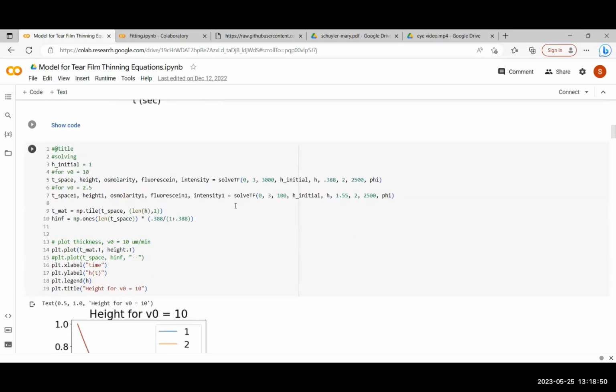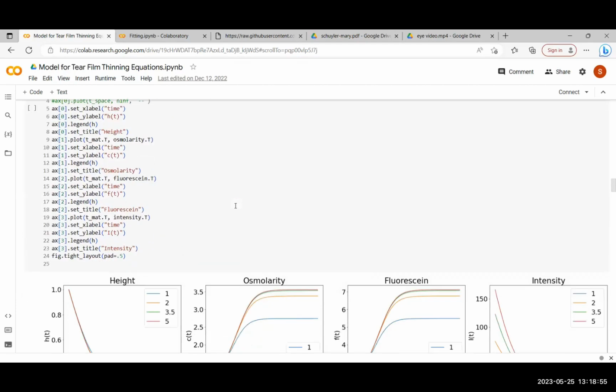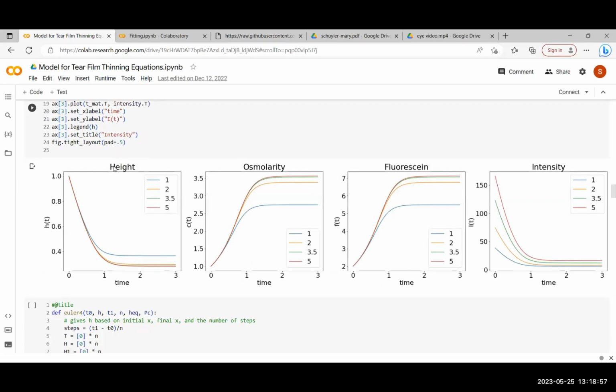And then let's see, next, I don't think that's super important. All right, and then I made these graphs using equations that came from the paper that I read. Basically there are different equations for the height, or thickness, of the tear film, the osmolarity, which is basically the solute concentration in the tear film, the fluorescein concentration in the tear film, and then the intensity. The intensity doesn't really end up having units because it's sort of arbitrary, but it's relative to the intensity over the period of the trial.